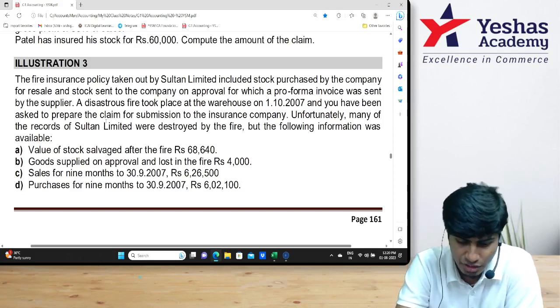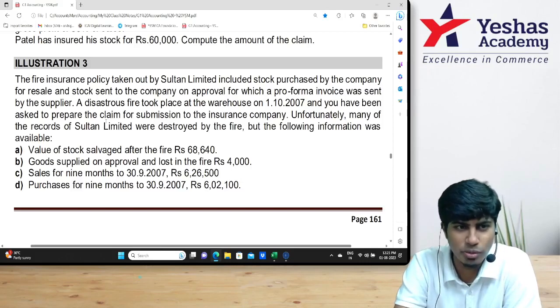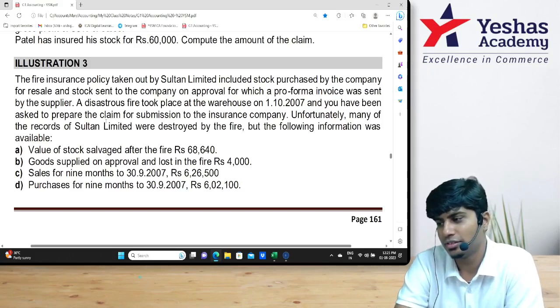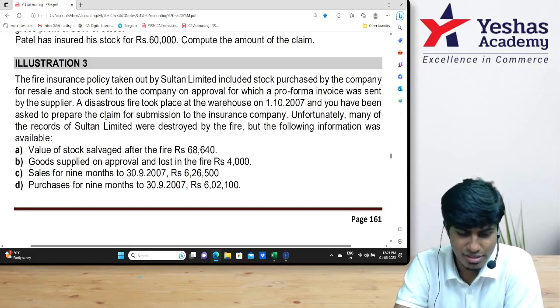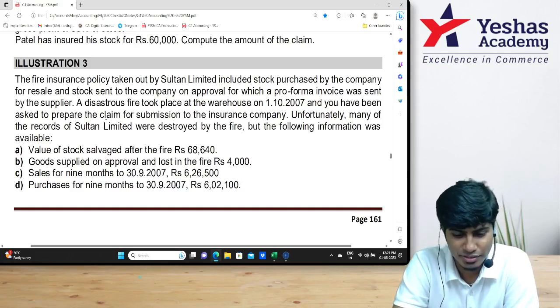Continue reading. A disastrous fire took place at the warehouse on 1st October 2007. Date of fire, underline it, DOF. And you have been asked to prepare the claim for submission to the insurance company. We will do it. Unfortunately, many of the records of Sultan Limited were destroyed.